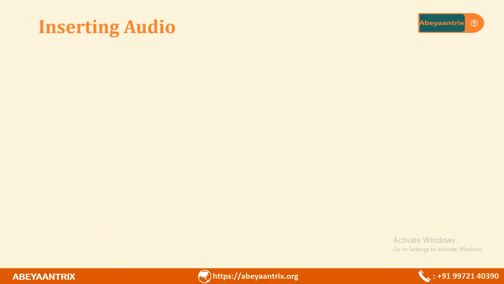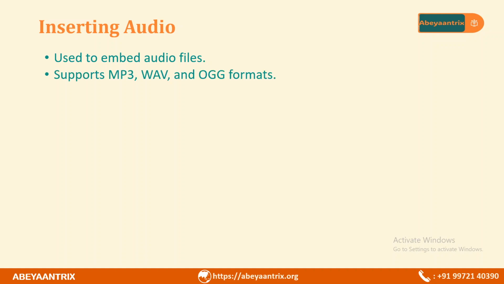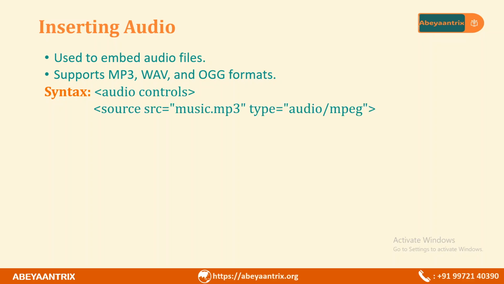How to create audio tags. The audio tag supports embedding audio in your HTML pages. It supports MP3, WAV, and OGG formats. These are the attributes we use in audio tags. The syntax is audio with controls. Then we add source, src, which is the source name; whatever audio we are adding, that audio name we give here. Next one, type: which type of audio we are using, either MP3, WAV, or OGG, we have to mention here.